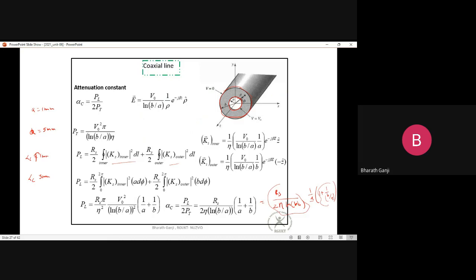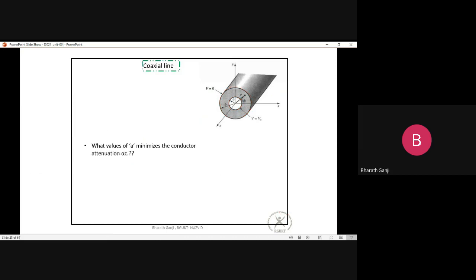But if I want to operate a coaxial line cable at very high frequencies, then I have to take a smaller coaxial line. So there is definitely a trade-off. So what is the best fit? What is the best fit of this ratio?